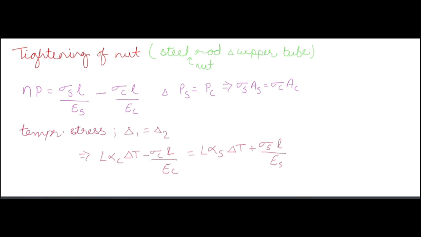Now the total stress will be the stress induced due to tightening of the nut and also due to temperature stress. So in case of copper, you will have sigma C1 plus C2, meaning C1 due to tightening and C2 due to temperature stress, and sigma S will be S1 due to tightening and S2 due to temperature.